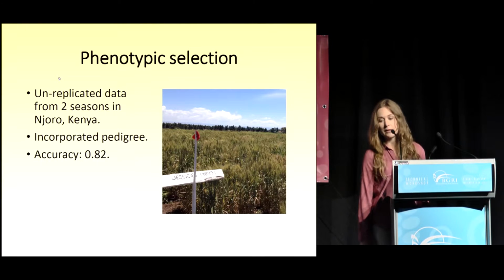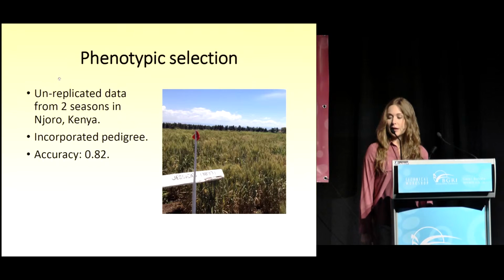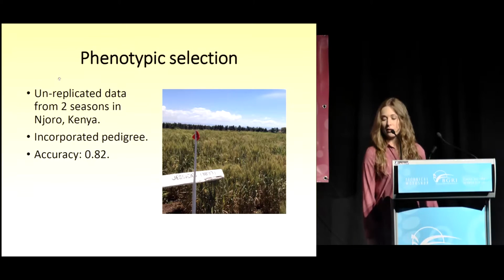And for the phenotypic selection side, we used unreplicated data from 2 seasons in Joro, Kenya. We also incorporated the pedigree, and our accuracy was extremely high. This is because stem rust adult plant resistance is a very highly heritable trait. So our accuracy was 0.82.